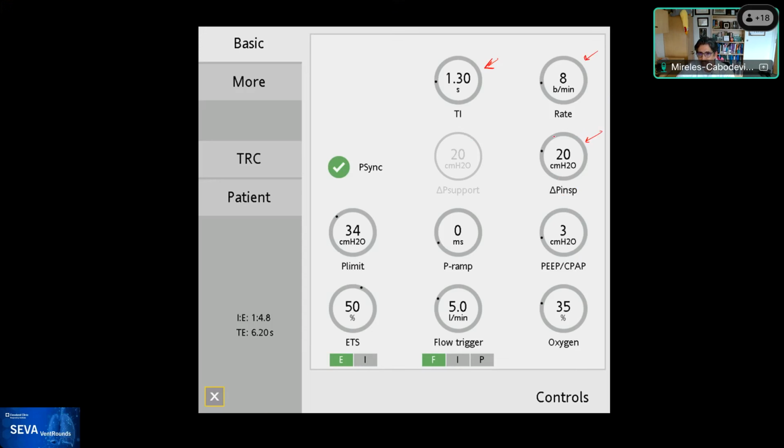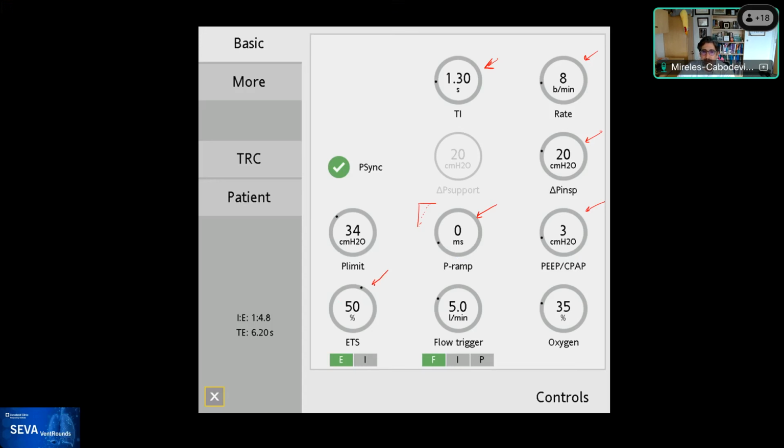But this is the inspiratory pressure. Then you have over here the PEEP. You have the P ramp. This is the speed with which you pressurize the system. So 0 means that it's a square, so you get up to the inspiratory pressure in 0 milliseconds. The larger this number is, the slower it gets to pressurize the system. This is the maximum pressure that the system will have. You have to be careful, because if you put it too low, this acts as an alarm. It will actually pressure limit your breaths, even if you're in pressure control.